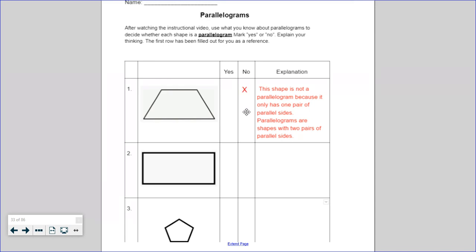This shape is not a parallelogram. Why not? The shape is not a parallelogram because it only has one pair of parallel sides. Parallelograms are shapes with two pairs of parallel sides. So let's look at number 2 together. Is that a parallelogram? I hope you said yes, it is a parallelogram. And why is it a parallelogram? Well, I would type or write, the shape is a parallelogram because it has two pairs of parallel sides. So you're going to complete 3, 4, 5, and 6 on your own and then submit it to your teacher.